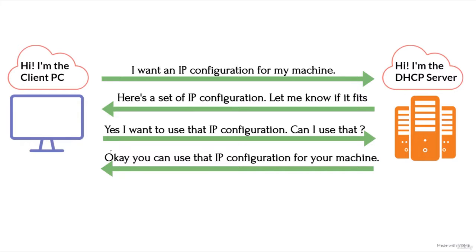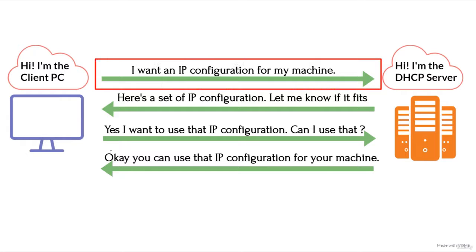Now behind assigning the IP there is a lot going on, and these steps are represented by these arrows. So first of all, in the first step, the client PC, or your computer, asks for an IP configuration from the server. It is shown from the client to the DHCP server.